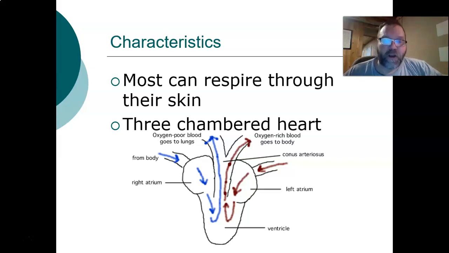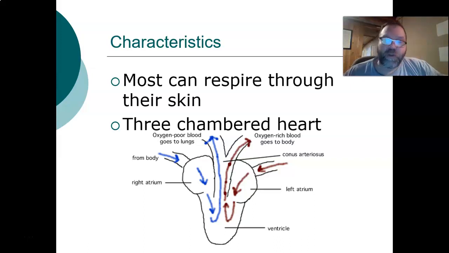They have 3-chambered hearts. Like a lot of reptiles, amphibians have 3-chambered hearts. They're not very effective. What does this mean? Well, I got 2 chambers. I got one. The first one is a blue arrow that receives blood from the body. It goes into the right atrium. And then from the right atrium, it goes down into a ventricle.